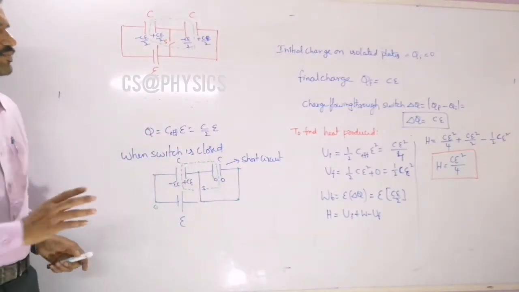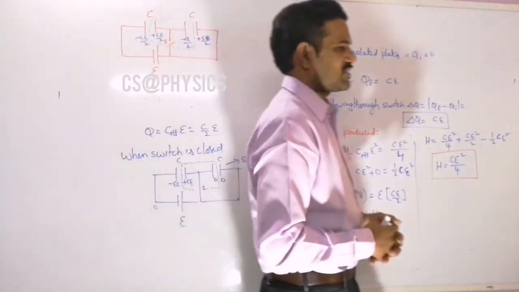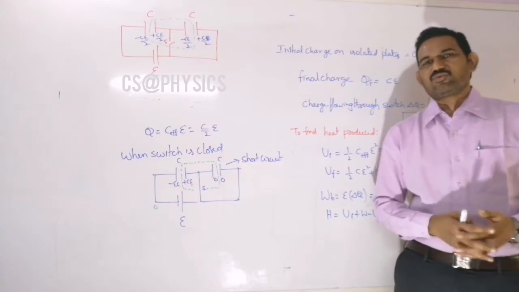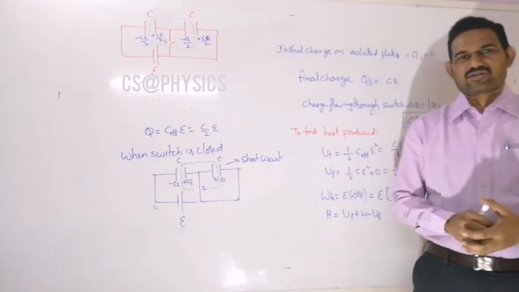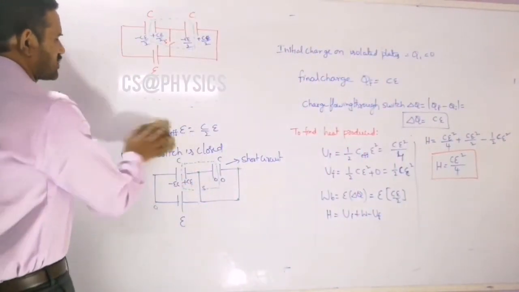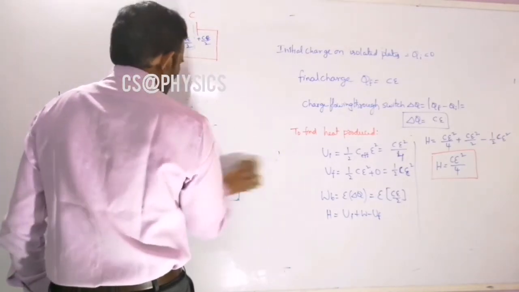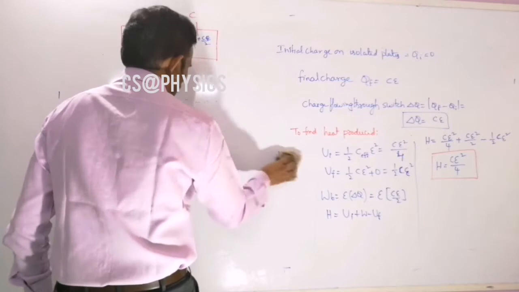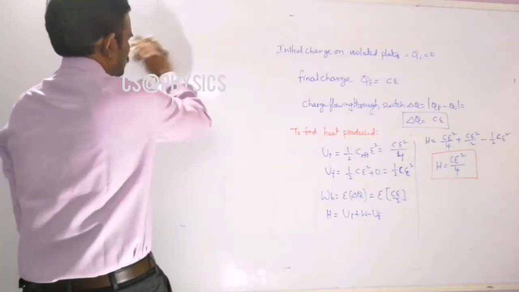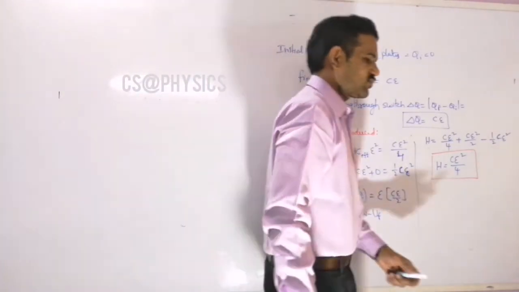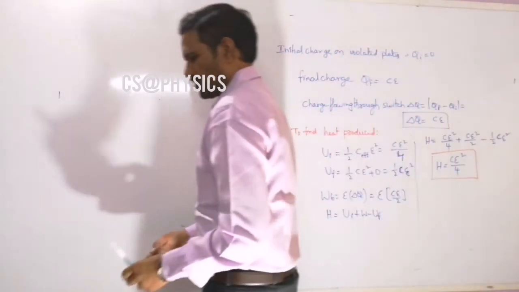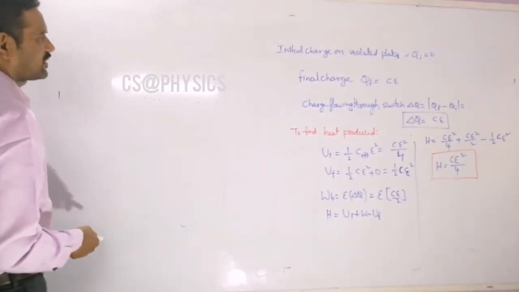Next, these are some simple problems based on charge flowing through the switches. Sometimes they will give a particular direction and ask how much charge is flowing in that particular direction. So let us see some examples. Once the switch is closed, they give a direction and ask how much charge is flowing in it. Up to now what we calculated is only the total charge through the switch. Now I am going to discuss the charge flowing in a particular direction.